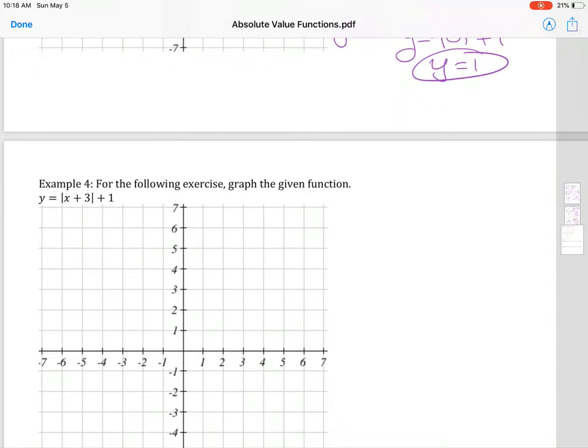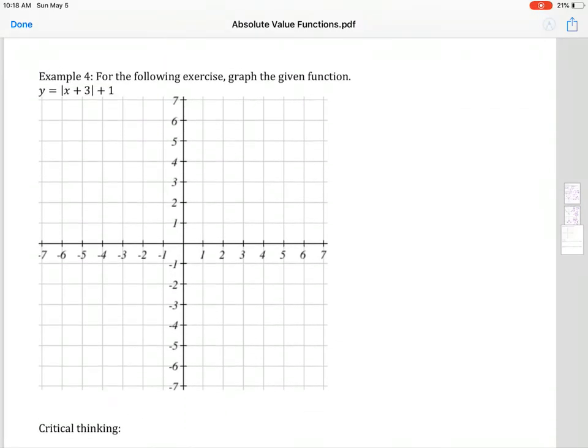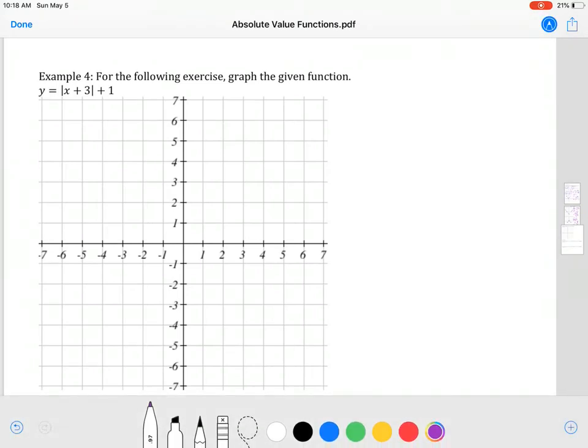Okay, one more graphing example. Let's see, I have y equals the absolute value of x plus 3, and then plus 1. So my h is going to be negative 3 and my k is going to be positive 1. So my vertex is going to be at negative 3, 1.